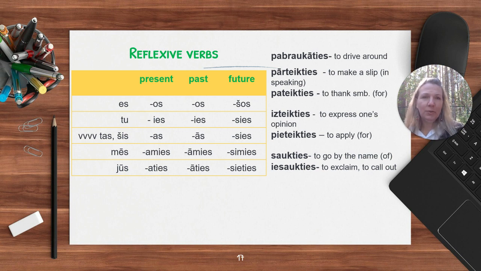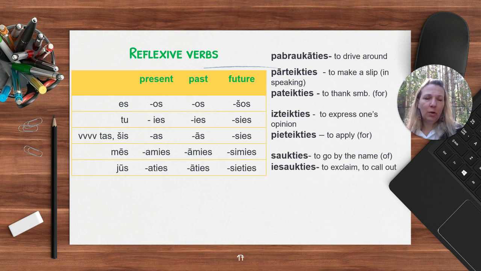Pateikties, to thank someone. Es pateicos. You could hear people use that instead of paldies. Pateicos. Yeah, paldies or pateicos. Izteikties, to express one's opinion. Pieteikties, to apply, yeah, for something yourself, yeah, because a non-reflexive form would be pieteikt, to apply someone else, yeah, but pieteikties about yourself.